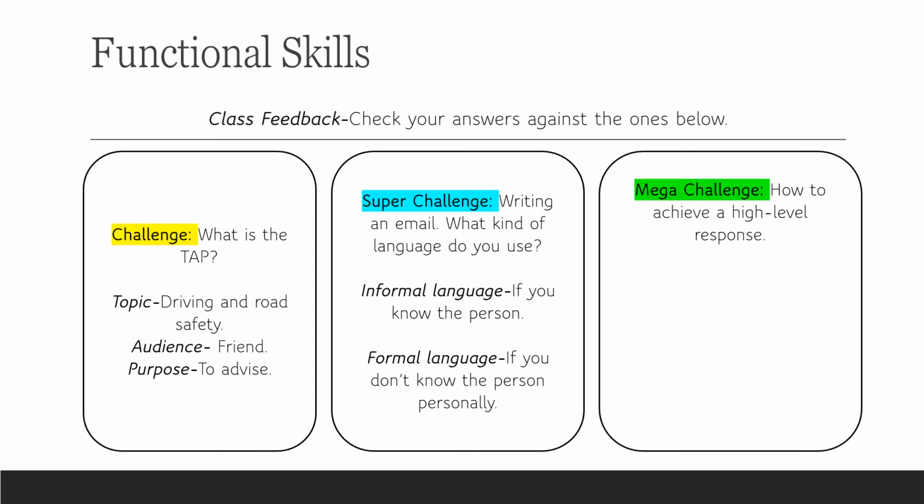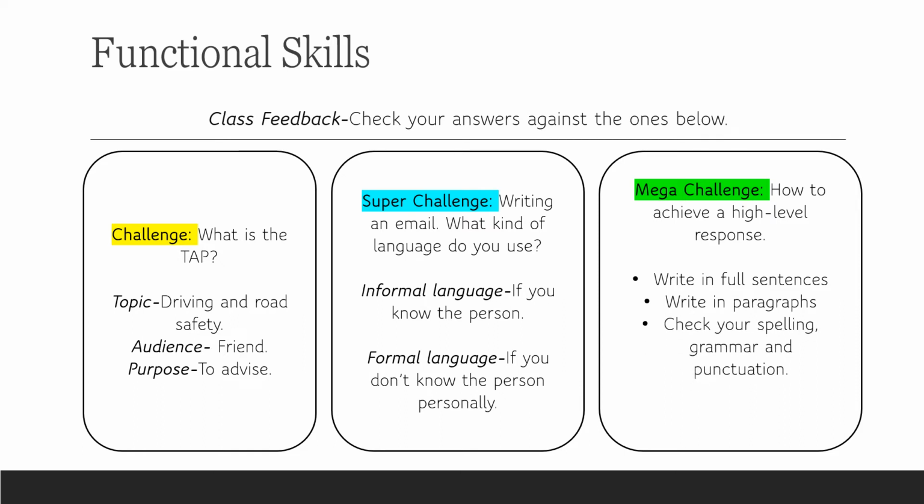Final one, what do you need to do to achieve a high level response? So we need to write in full sentences. That should be something you do in every kind of facet of your writing. Write in paragraphs. Check your spelling, grammar and punctuation. And finally, use a range of DAFORREST techniques. If you're not too sure what we mean by that, then don't worry about it too much because we're going to go through it in the next part of the video now.